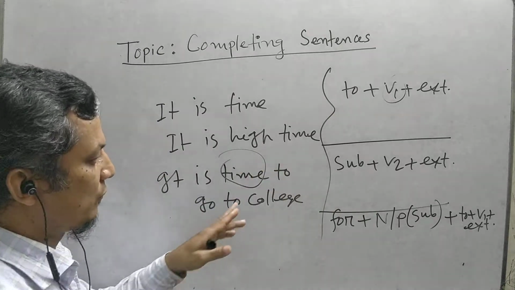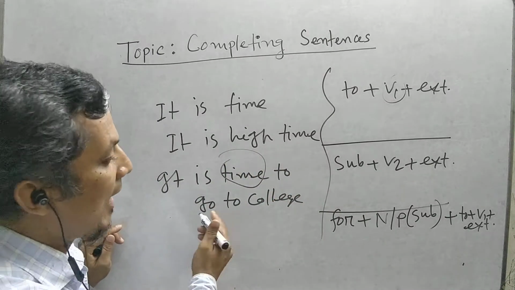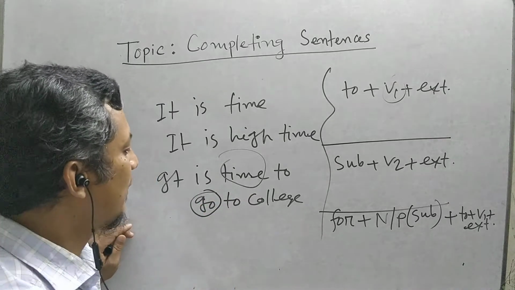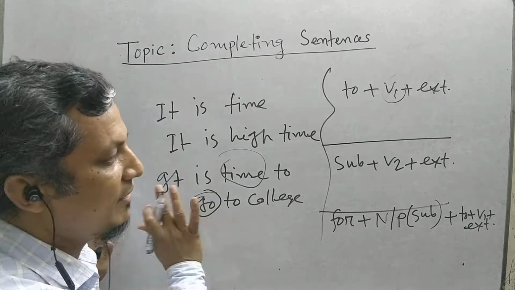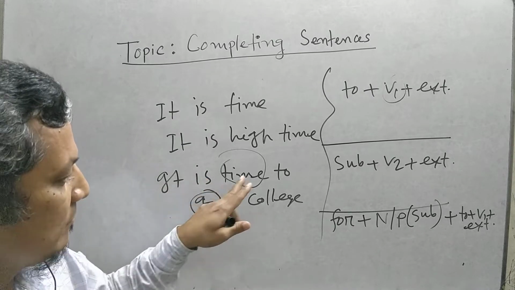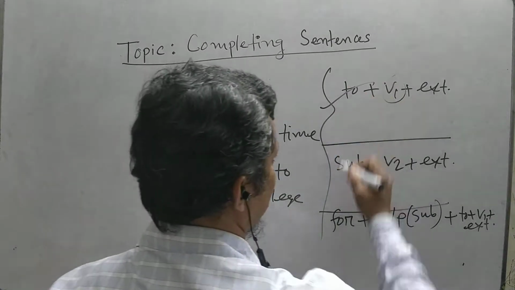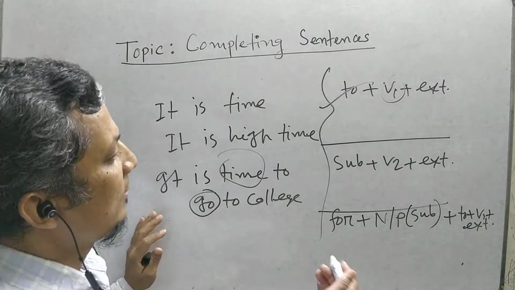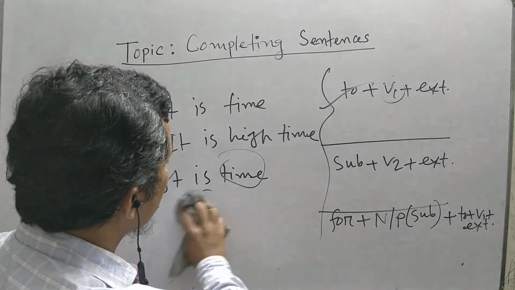If you use to after time, then you have to add the base form of the verb, or main verb, in present indefinite tense. So the answer is: it is time to go to college. It is one way. If you want to use it in another way, then suppose it is time.